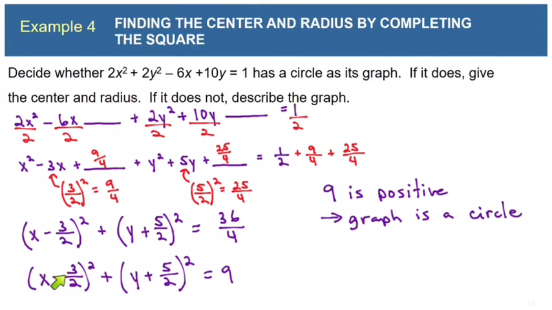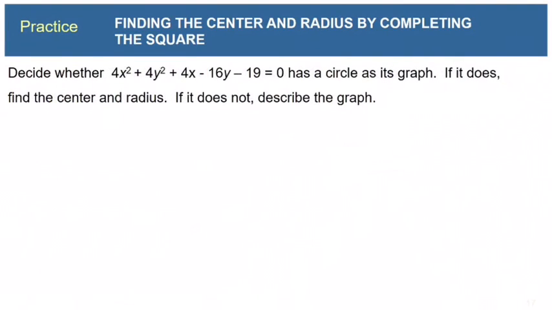And the center of our circle will be at 3/2, comma, -5/2. And the radius will be 3. Now here's another one where you're going to encounter fractions, and this is very similar to the last one we did, so if you'd like to pause the video and try this one by yourself, I recommend that. And now if you've had a chance to do that, I'll go through this one with you.